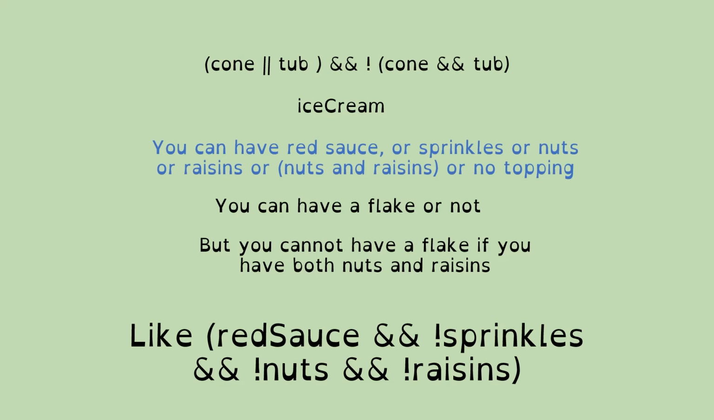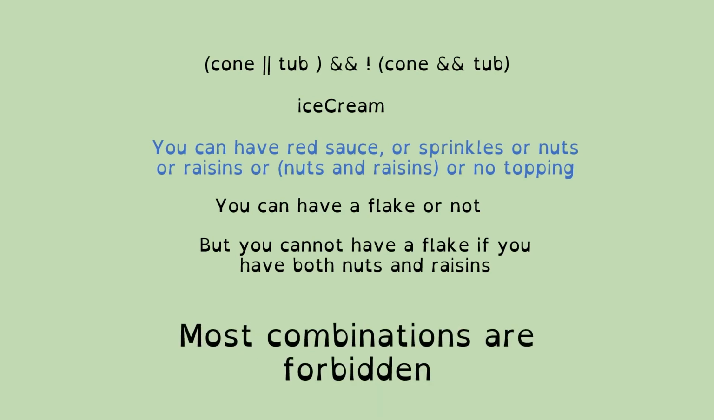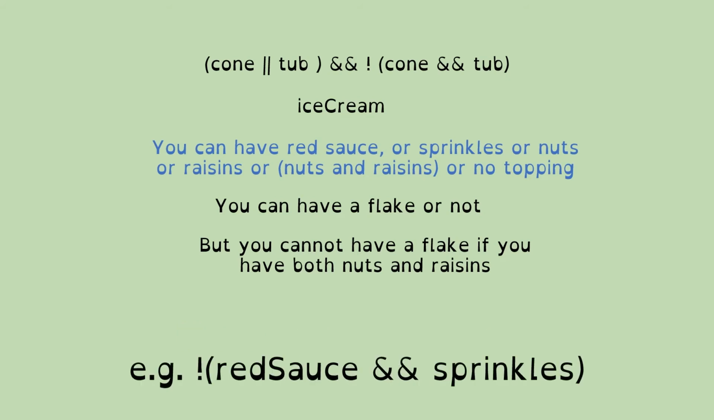However, there is an easier way. It might not look easier when we do it, but trust me, this is easier than doing it in the truth table way. So we're going to think about forbidden cases. We're going to think about which combinations you're not allowed. So most combinations actually are forbidden in this. In fact, you're only allowed either red sauce or sprinkles or nothing, or nuts or raisins. And the one combination that's allowed is nuts and raisins. That's the only time when you're allowed two things at once. So most combinations are forbidden.